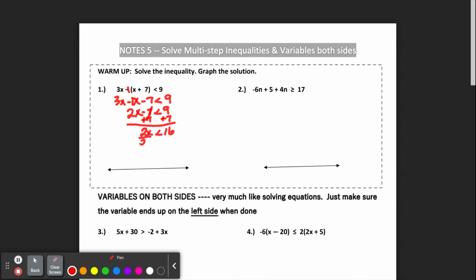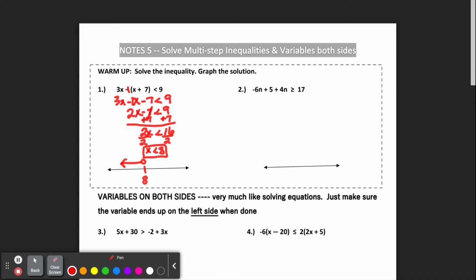We're going to divide both sides by 2. And we're going to leave the inequality symbol going the same direction because we're not multiplying or dividing this last step by a negative. So your answer would be x is less than 8. So we're going to have an 8 here, open circle going left.